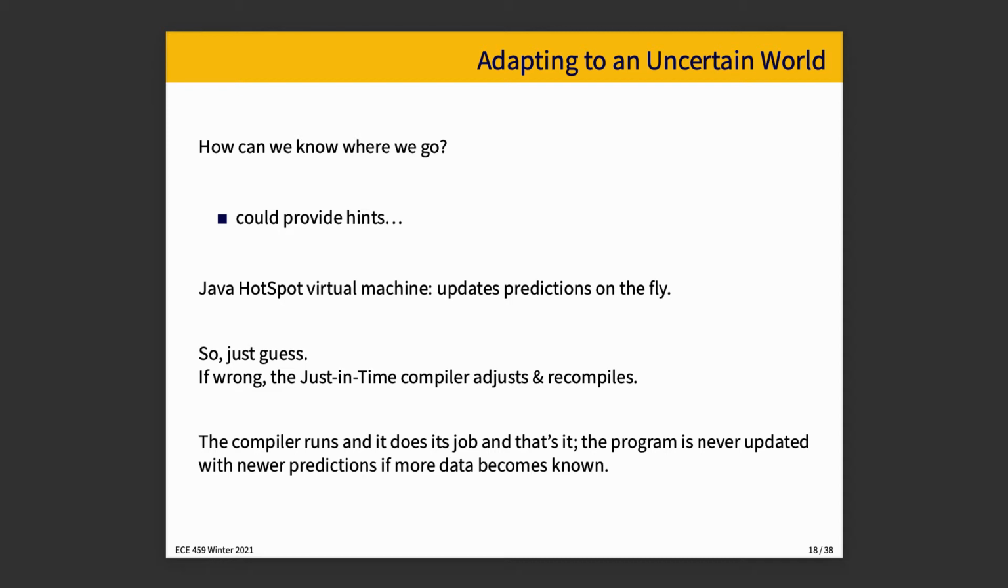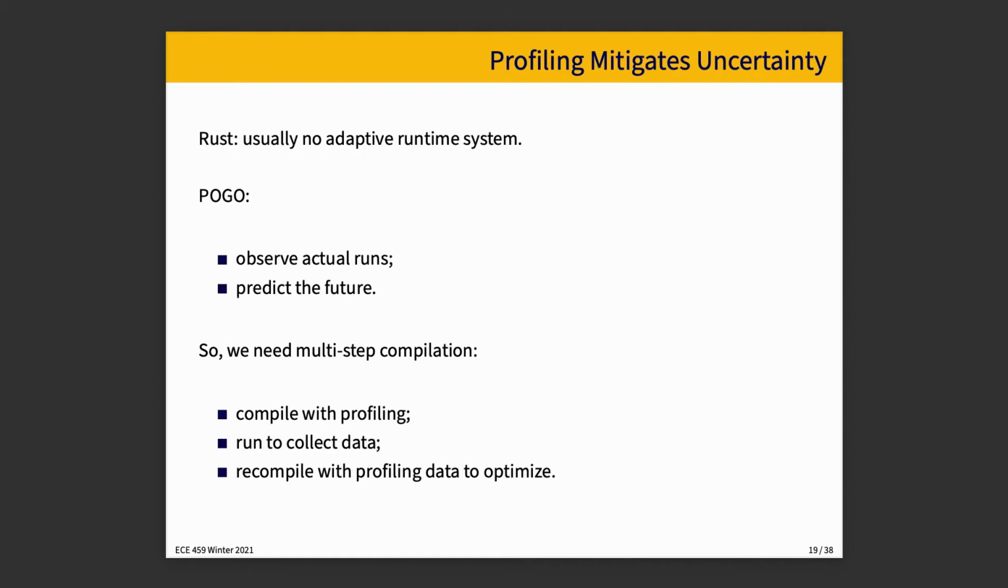That's neat. I suspect the .NET runtime does the same thing for something like C#, and we've already covered it's Rust, and we don't have that option. And having the program change itself at runtime, as we've seen, is somewhat complicated and somewhat difficult. So if we don't do that, the compiler runs, it does its job, and that's it, and the program is never updated with any newer predictions if more data becomes known.